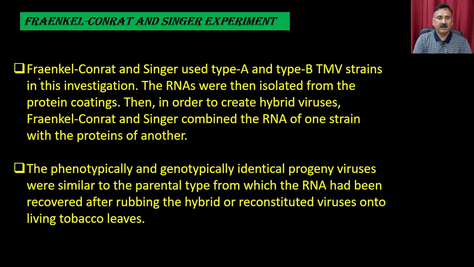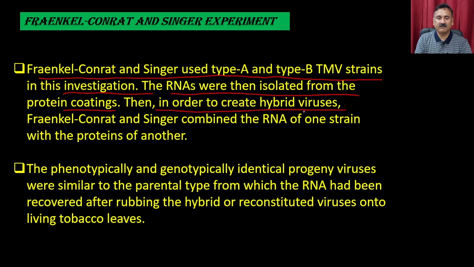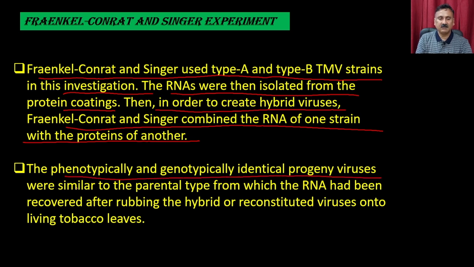And then Fraenkel-Conrat and Singer used type A and type B TMV virus in this investigation. The RNAs were then isolated from the protein coating, and in order to create hybrid viruses, Singer combined the RNA of one strain with the protein of the other. The phenotypically and genotypically identical progeny virus was similar to the parental type from which the RNA had been recovered, after rubbing the hybrid or reconstituted viruses onto the living leaves.